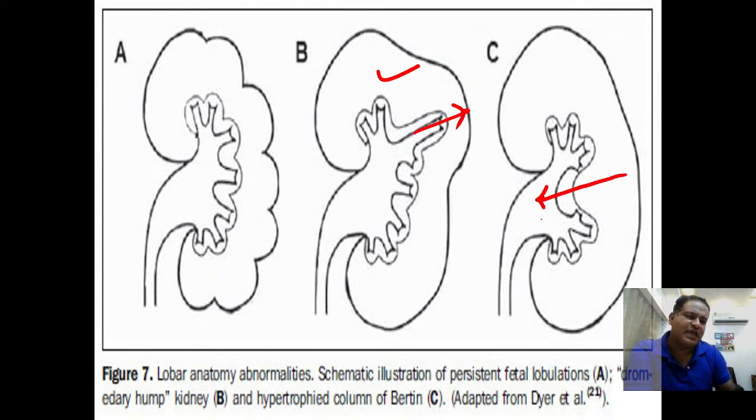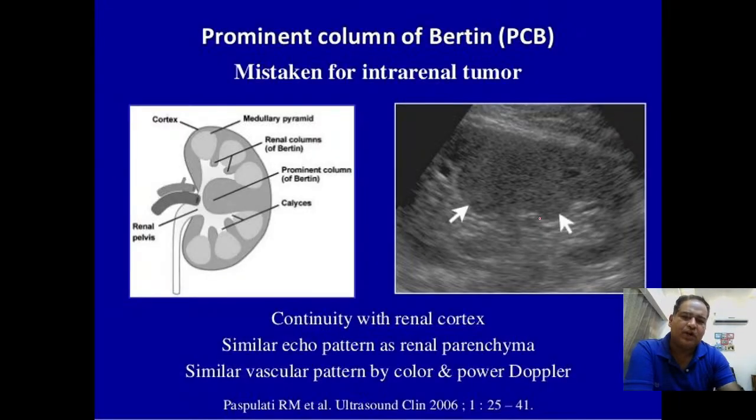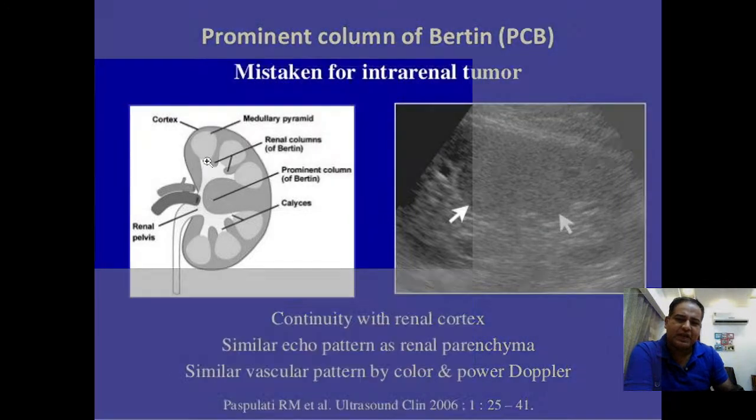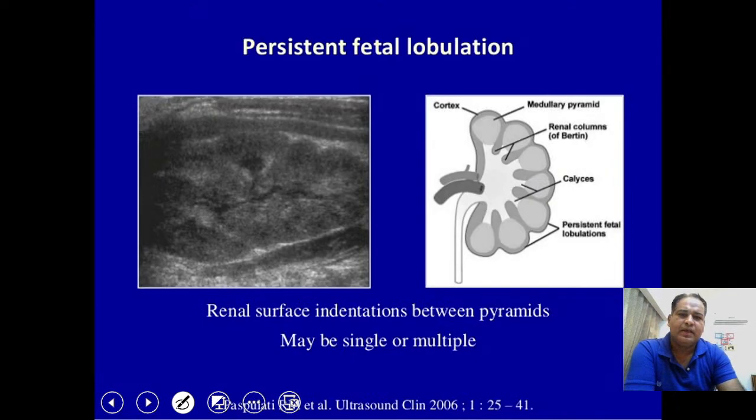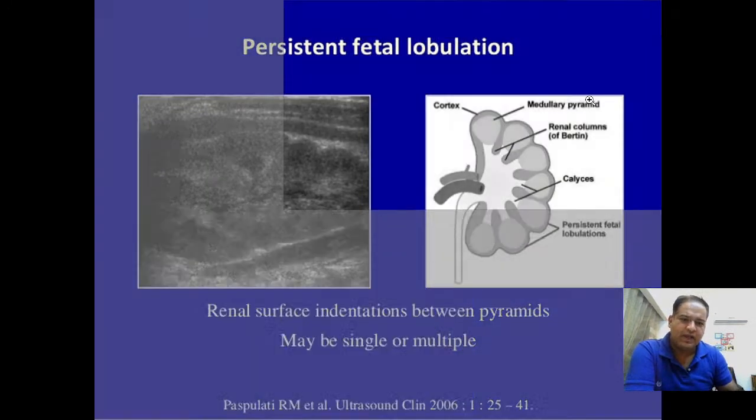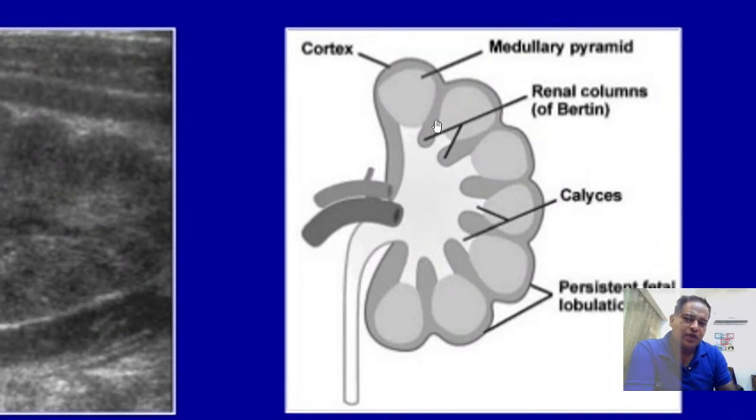Now, here you see the medulla has gone into the cortex. Sometimes the cortex can come into the medulla. That is called the column of Bertin, as you can see on your screen. Column of Bertin. Fine. Right. So again, you can see here the column of Bertin, as if the cortex has come deep inside the medulla.